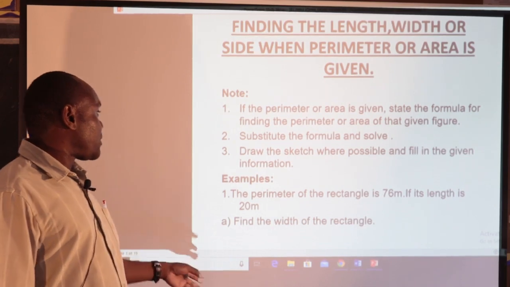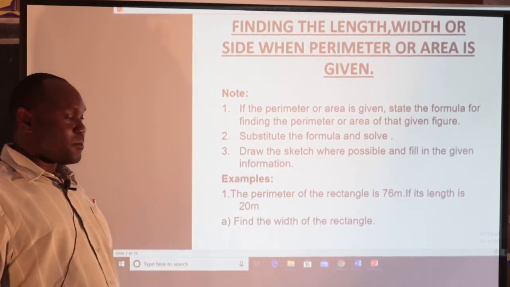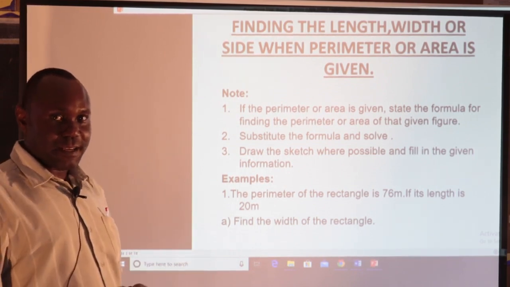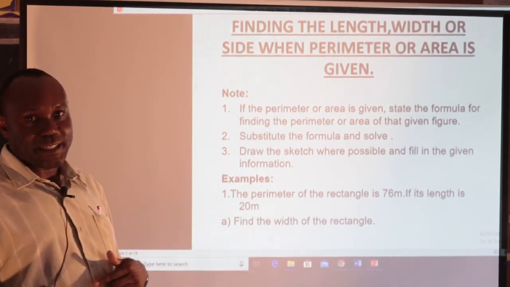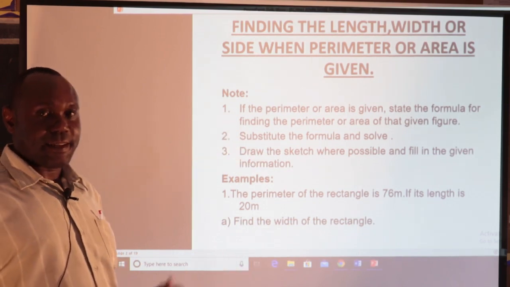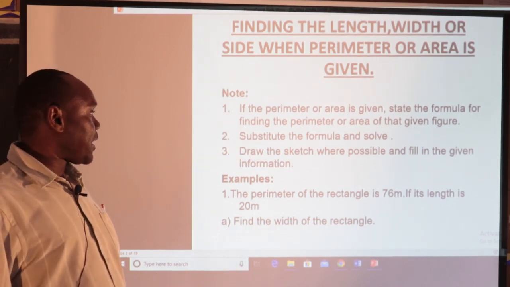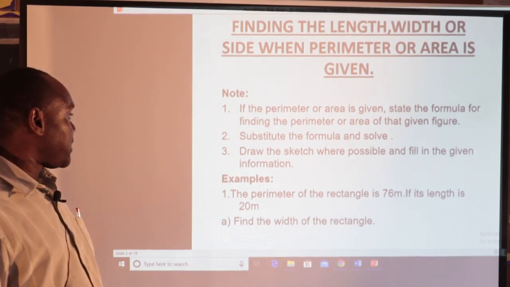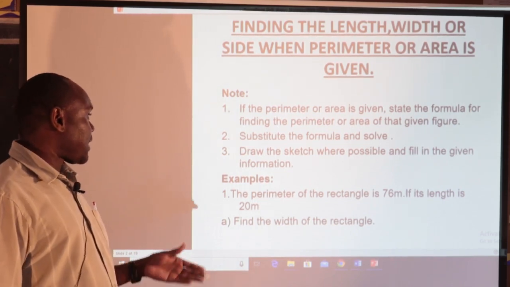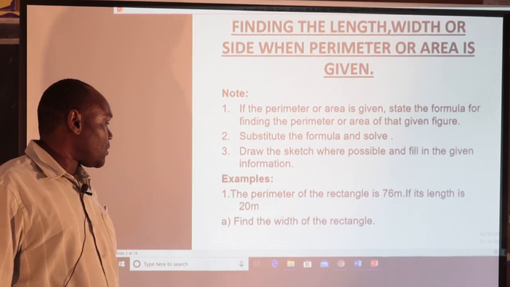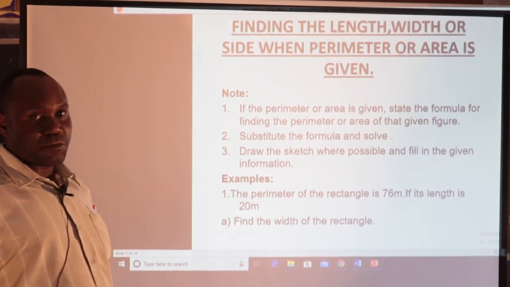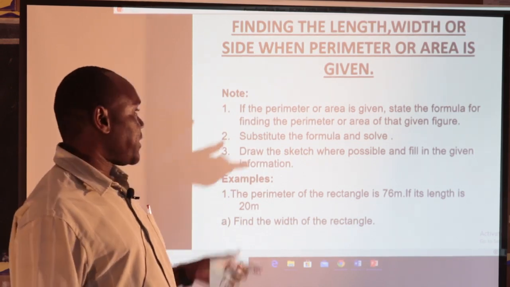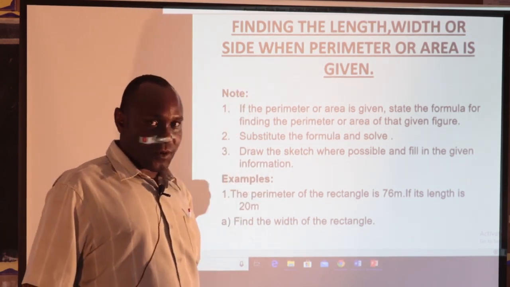Then our point number two says: substitute into the formula. After writing the formula, make sure that you substitute. Where there is a length, you write the figure given for the length. If they have given you the width, you write the width. If it is the side, do the same. After that, you can also draw a sketch where possible, and after drawing your sketch, make sure that you fill in the information given in the question.